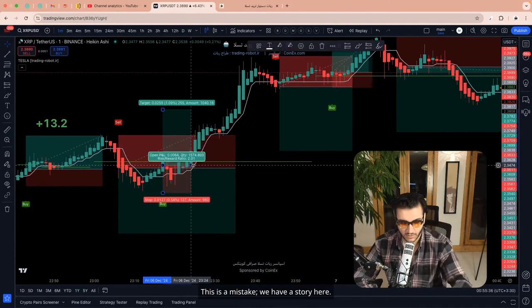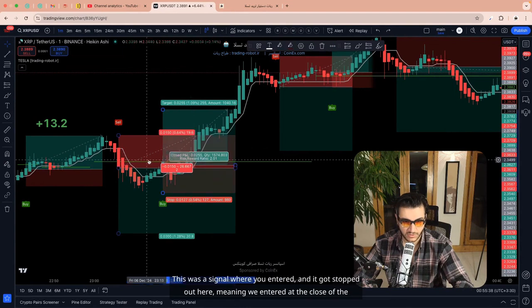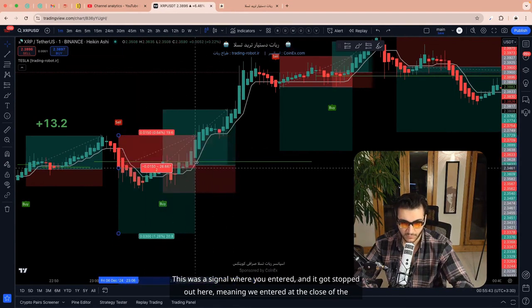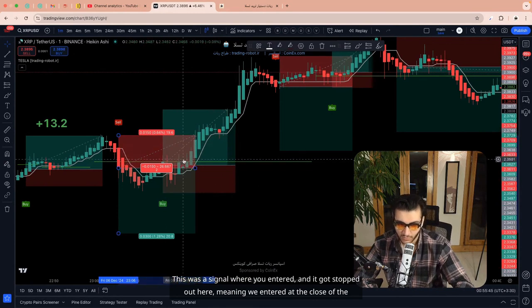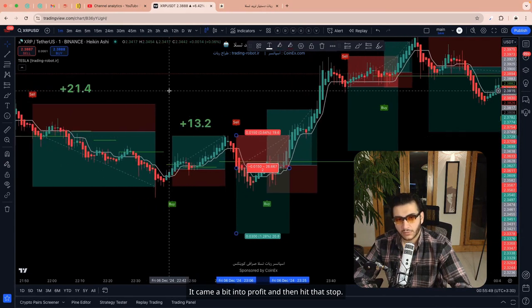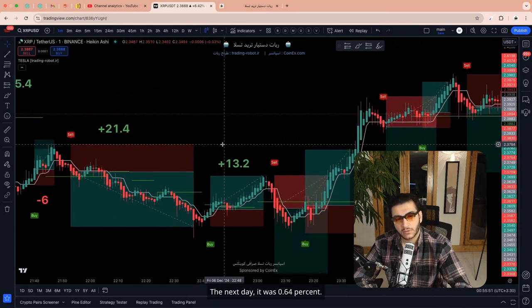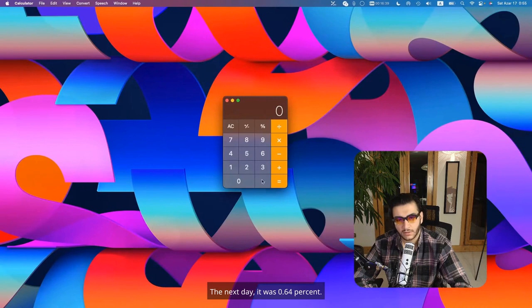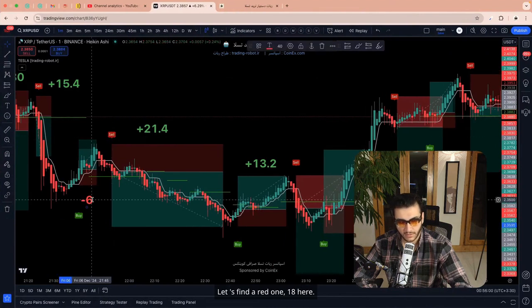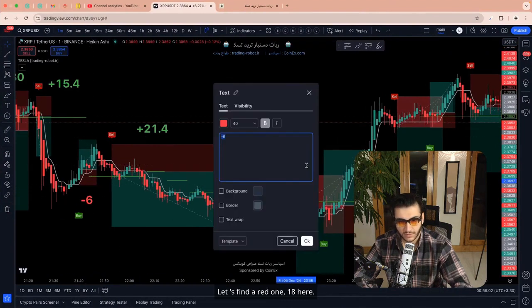This is a mistake. We have a story here. This was a signal where you entered and it got stopped out here, meaning we entered at the close of the candle. It came a bit into profit and then hit that stop. The next day, it was 0.64%. If we take a leverage of 20, how much would that be? 0.64 times 20 is 18. Let's find a red one, 18 here.